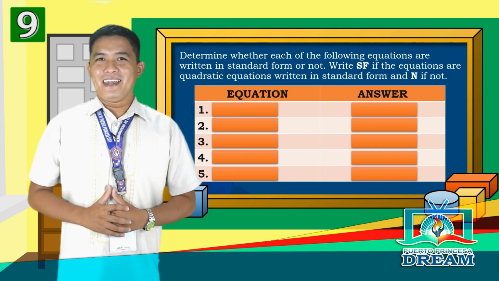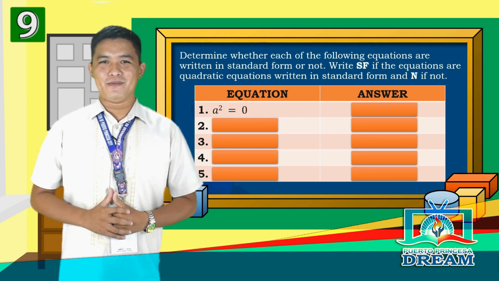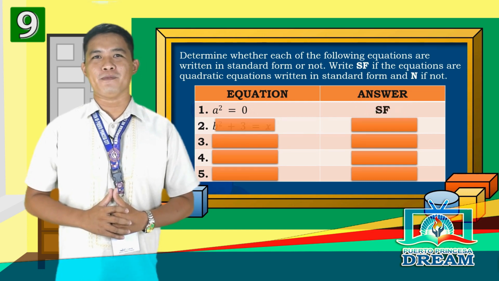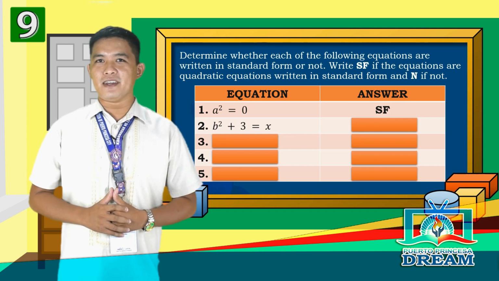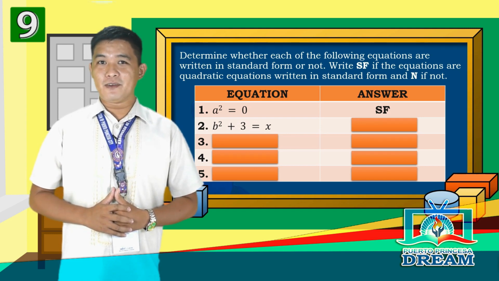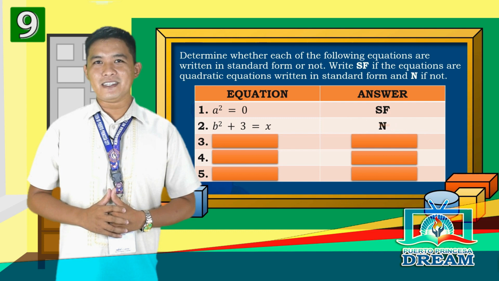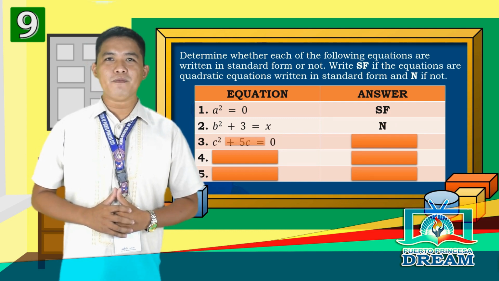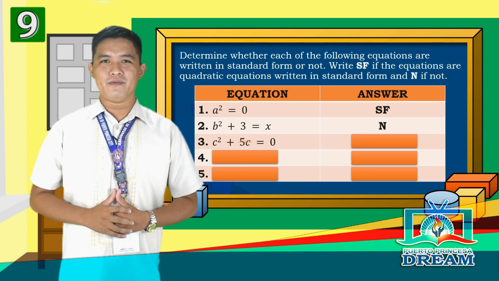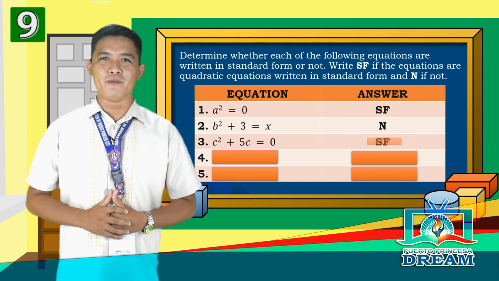Number 1. Ax squared equals 0. The quadratic equation is written in standard form. Number 2. B squared plus 3 equals x. The quadratic equation is not written in standard form. Number 3. C squared plus 5c equals 0. The quadratic equation is written in standard form.